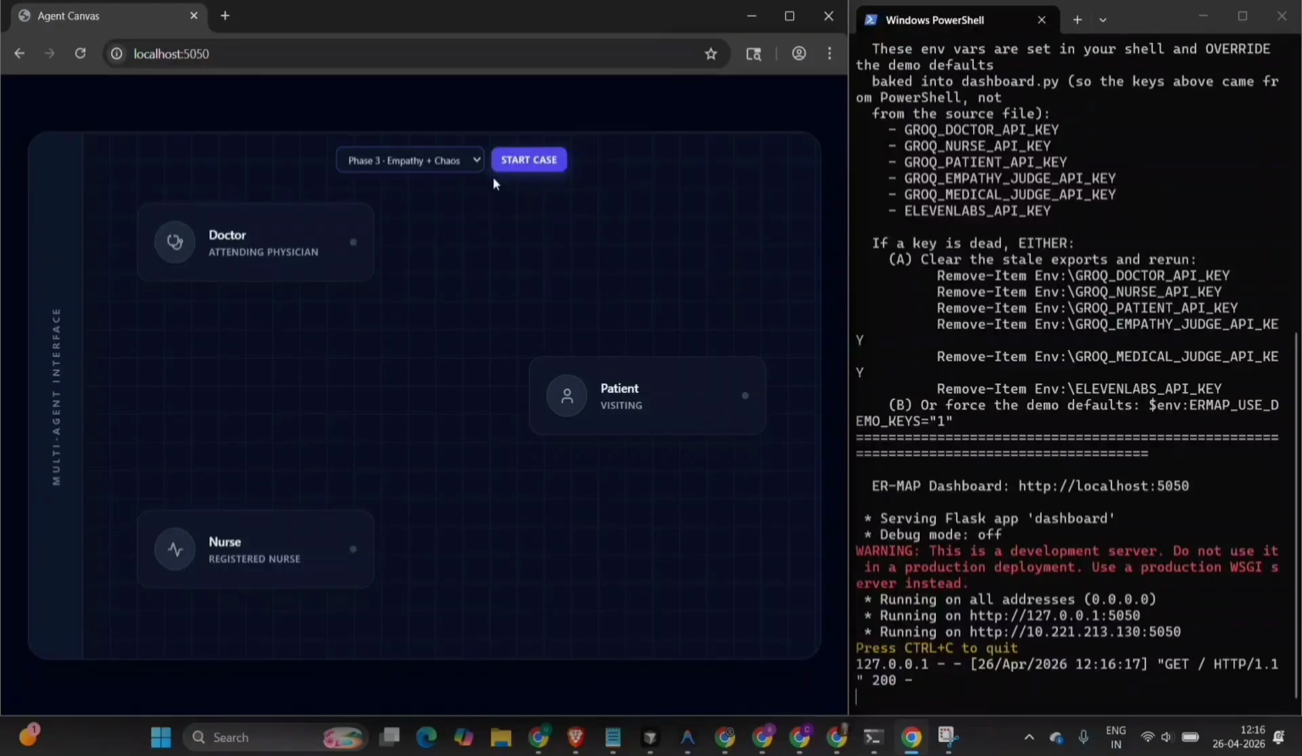I'll be presenting the demo of our project. Here we can see three agents in the environment. This is the doctor, this is the patient, and this is the nurse. So doctor is the super agent here, and we have implemented curriculum based learning. So we have three phases.